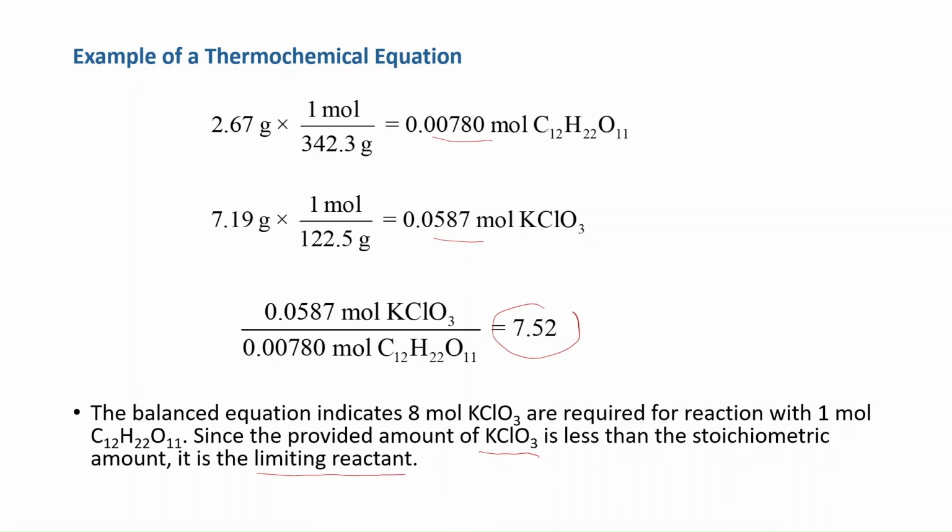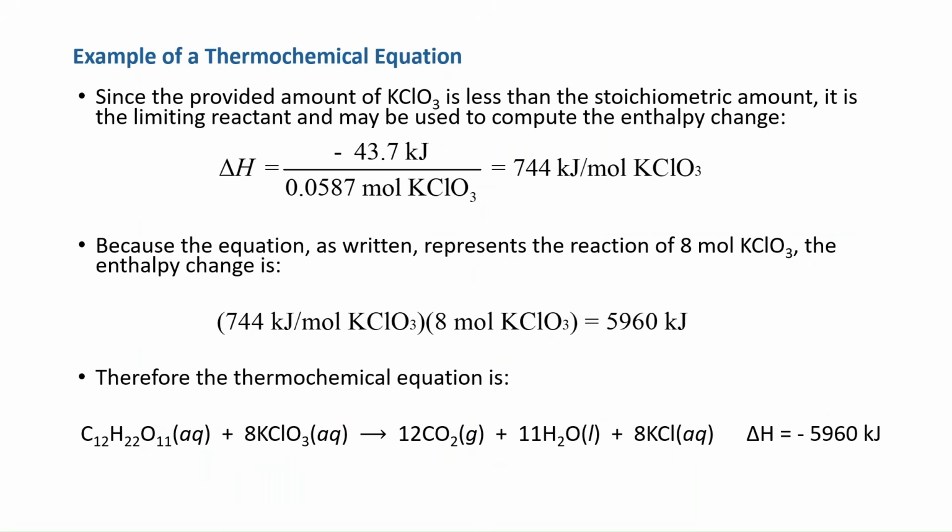But you determine who's the limiting reactant because of the heat that has been produced. Remember, enthalpy is the heat per mole. So this is the heat that's been produced, negative because it's been released. You divide by the number of moles, and that gives me how many kilojoules per mole of potassium chlorate. And you say, yeah, but in the original equation, there wasn't 1 mole of potassium chlorate, there were 8. Okay, so you need to multiply times 8.